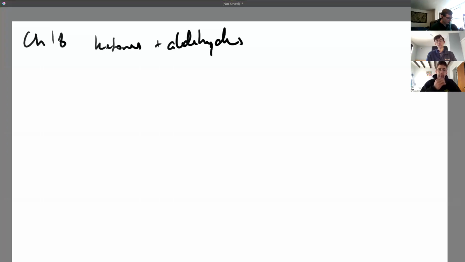Okay, so it's a little bit weird to call this chapter ketones and aldehydes because you've been learning about ketones and aldehydes for a little while. You learned first how to make them by oxidation. You learned how to get rid of them by reduction. You learned how to get rid of them by attacking with organometallics.